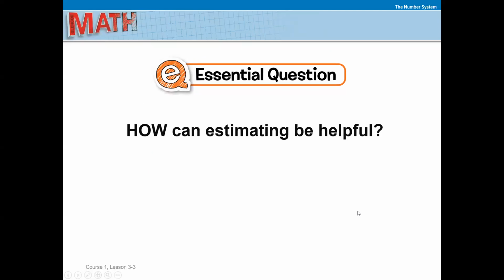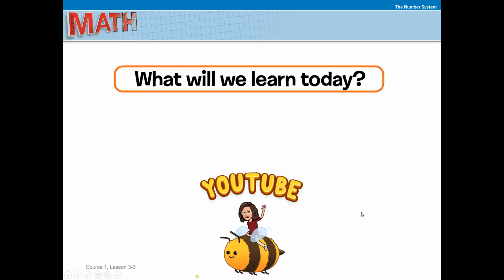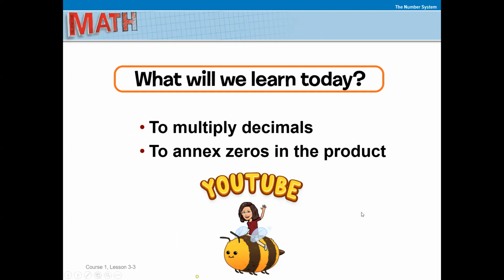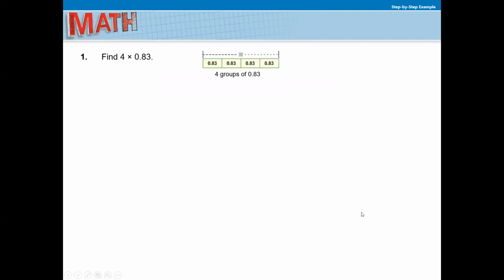Essential question: how can estimating be helpful? What will we learn today? To multiply decimals, to annex zeros in the product. Those zeros are what we call placeholders.